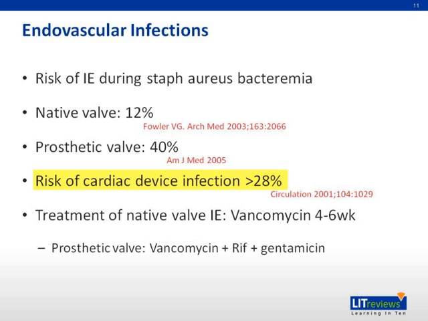In fact, in cardiac devices, it's been known that nearly 30% of the time when there is bacteremia, the cardiac device may be seeded. And we're talking about cardiac devices of pacemakers, automated implanted defibrillators. The treatment of native valve infective endocarditis usually involves an anti-MRSA antibiotic for a prolonged course, and combination treatment is required for prosthetic valves.